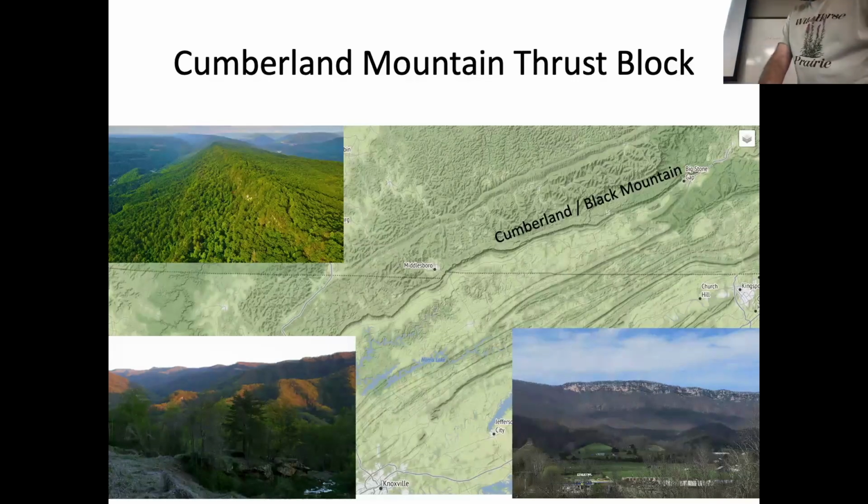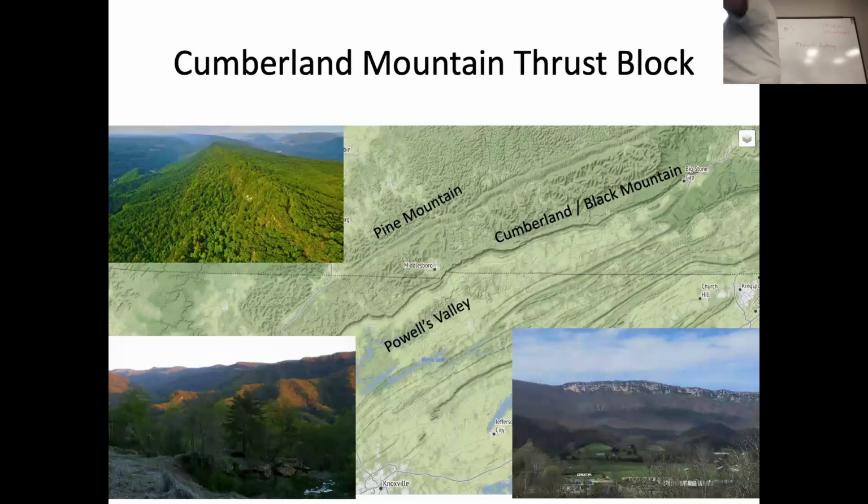So Cumberland Mountain, farther north in Kentucky, goes by the name of Black Mountain, which is the highest elevation in Kentucky, a little bit over 4,000 feet. Then Pine Mountain. And then the valley that's been left behind, where this big chunk was pushed from, essentially, and has been eroded away, is an important valley called Powell's Valley. Very important valley for the early settlers who moved into this region.